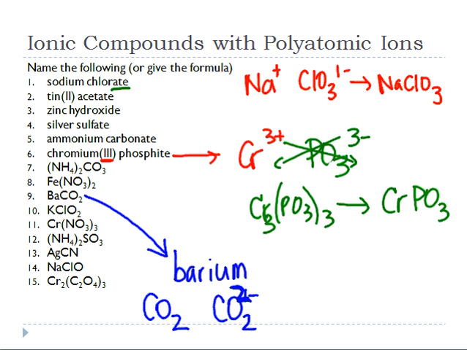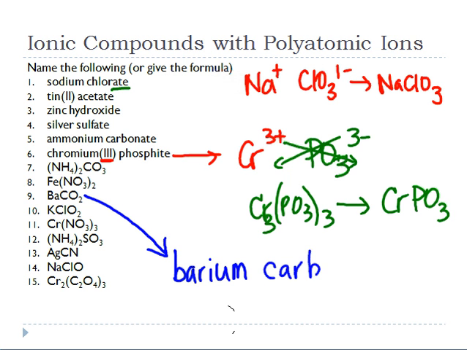Okay, so there's a big difference here. CO2 is carbon dioxide, but once you put a charge in, it's not carbon dioxide anymore. So this is not barium carbon dioxide. This is going to be barium carbonite, because it has 1 less oxygen than the carbonate ion CO3 2 minus.